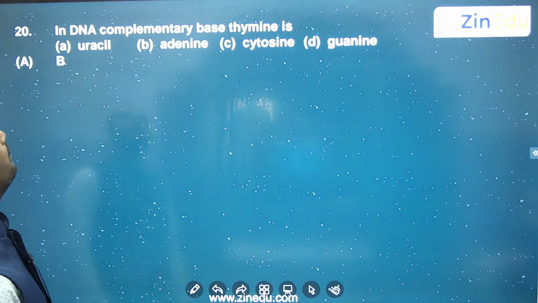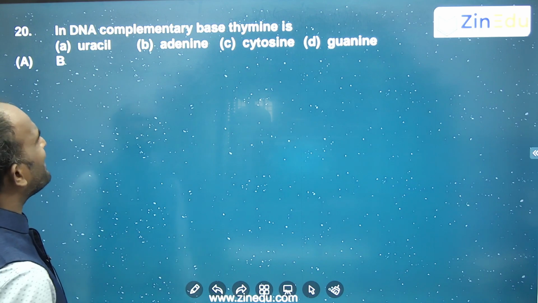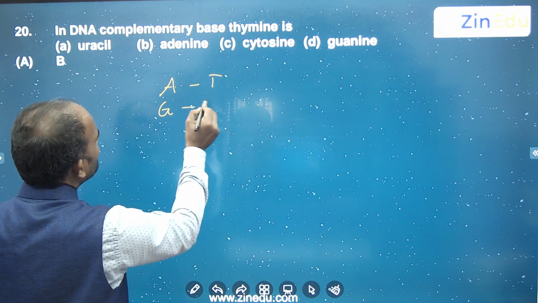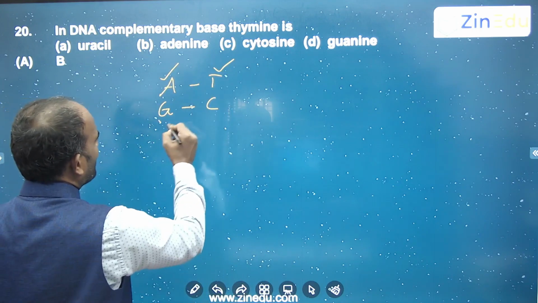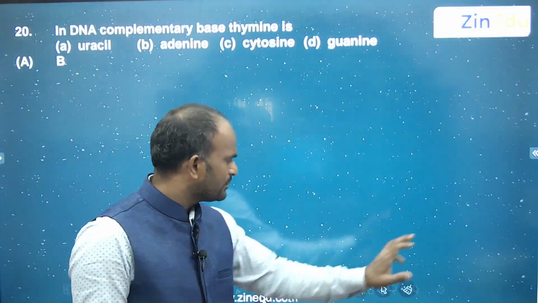DNA complementary bases: for thymine it is going to be adenine, for guanine, cytosine. For adenine, thymine, for guanine, cytosine. So those are the complementary bases.